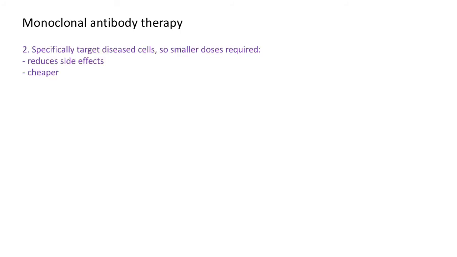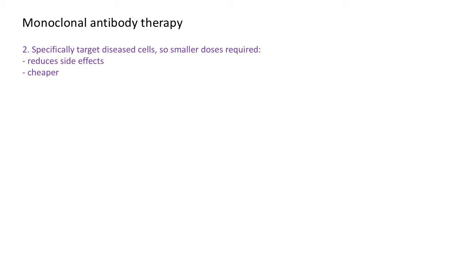So the advantages. Because they're specific, because they're just binding to the disease cells or the molecules that cause disease, it means you don't require such a big dose, so a small dose is only used. This means you have reduced side effects, and because you're using less, they're potentially cheaper.